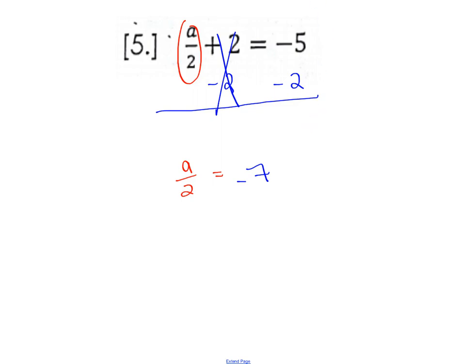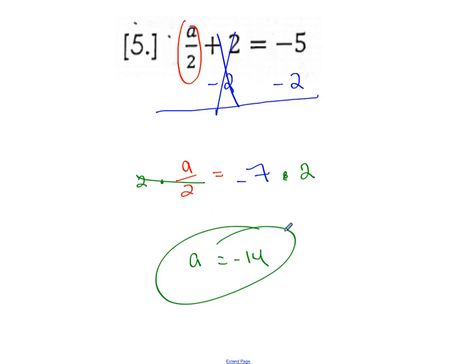How do I get rid of this dividing by 2? Yeah, I'm going to multiply both sides by 2. Dividing by 2 and multiplying by 2 simplifies, leaving me with just a. What do I do to one side? Do to the other side. Negative 7 times 2, negative 14.